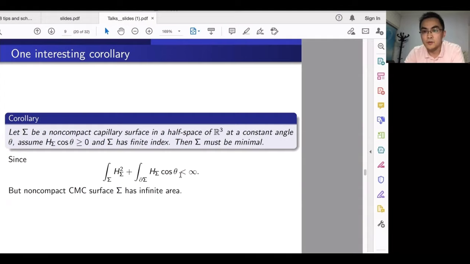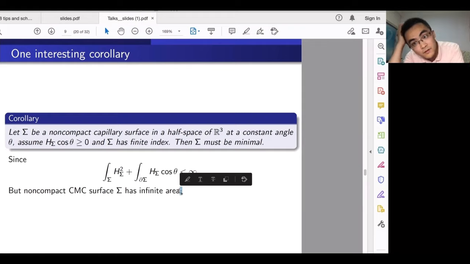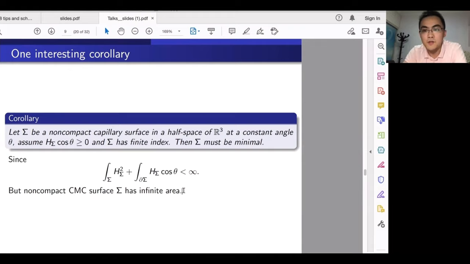Then the proof for this statement, that a non-compact CMC surface has infinite area, has been used a lot in history. So the rough idea for this statement is that you can construct a geodesic on the surface with infinite length, and you can choose a sequence of points along the geodesic. Then you can construct disjoint geodesic disks along the geodesic centered at those points. And because of the monotonicity formula for CMC surfaces, each disk has area bounded below by a fixed constant.